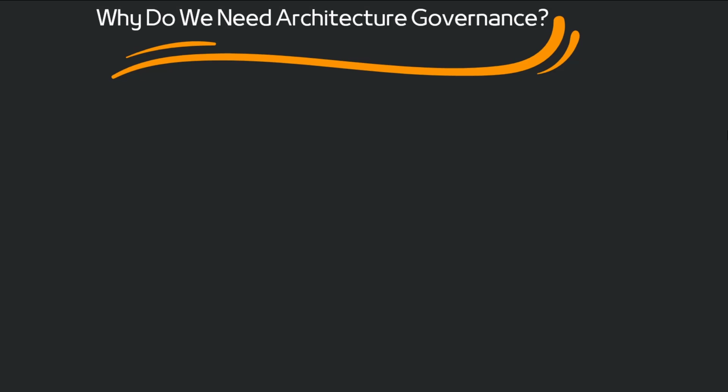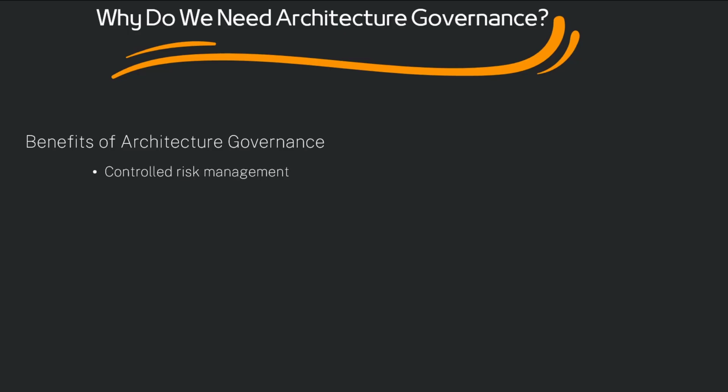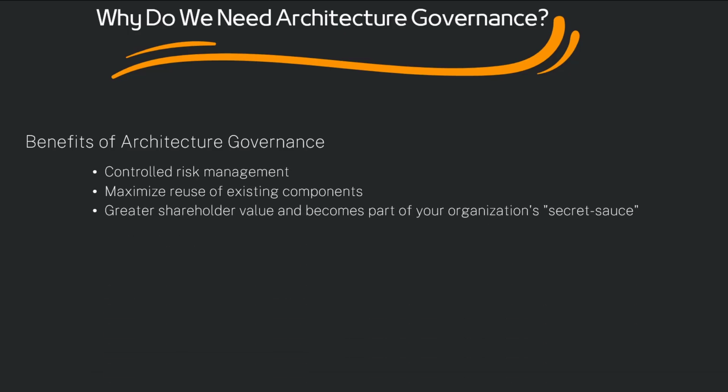Why do we need architecture governance? Well, there are quite a few benefits. The first is that we can better control risk management. It also maximizes the reuse of existing components. You get a greater stakeholder value, and it ends up becoming part of your organization's secret sauce, or what makes you special. It improves proactive control and management.